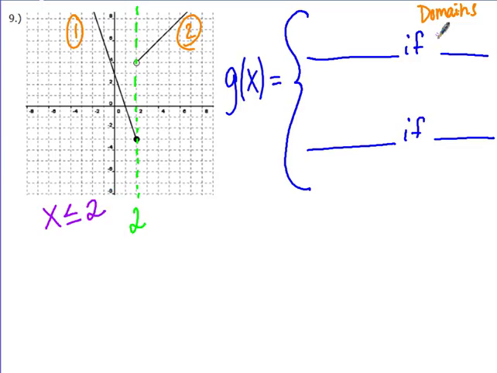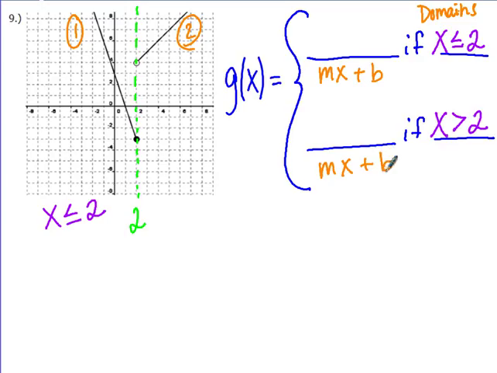I'm going to write it on the first line. So if my first piece is all my x's that are less than or equal to 2, what's the domain for my second piece? Hopefully you're thinking x's that are strictly greater than 2. Open circle, just greater than. Okay, now we've got to figure out our slope and our y-intercept for each piece.